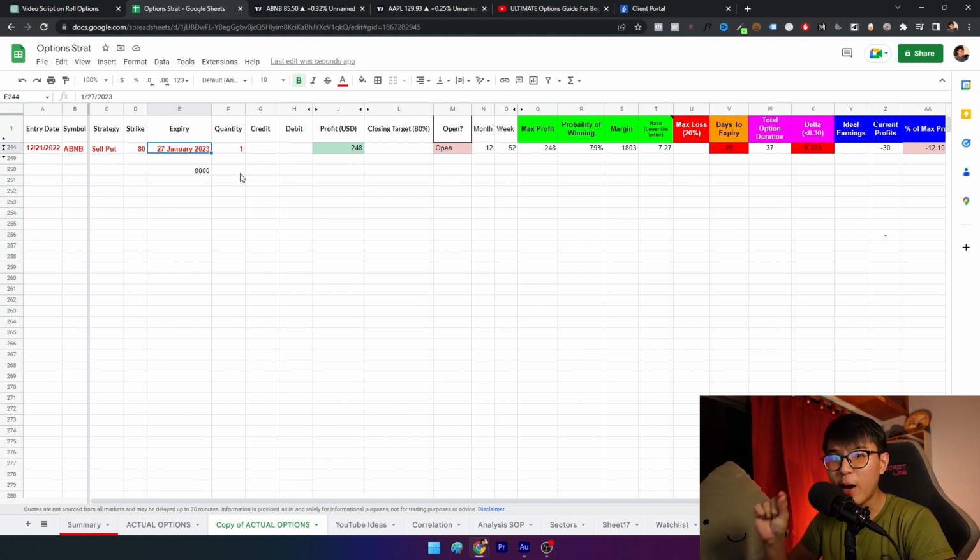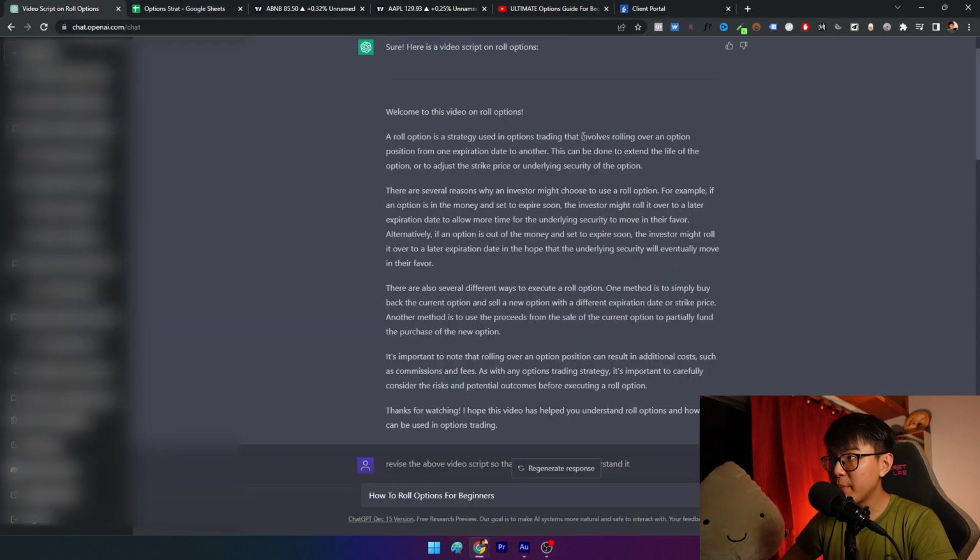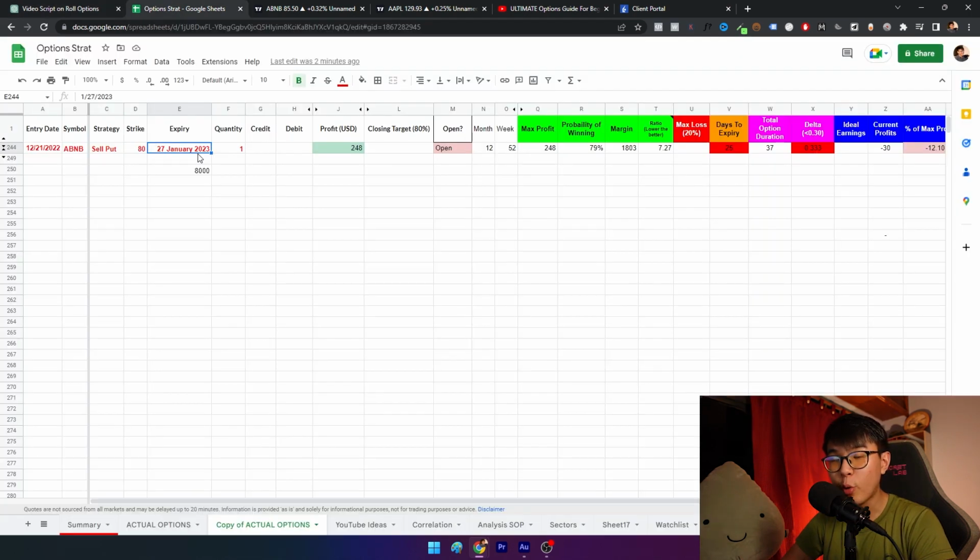I actually don't want to buy 100 Airbnb stocks at $80, but instead now I want to give more time for the stock to be above $80 so that I don't have to actually spend that money to buy 100 Airbnb stocks at $80. So this is what this sentence means: it involves rolling over an option position from one expiration date to another. My expiration for Airbnb is on 27 January.